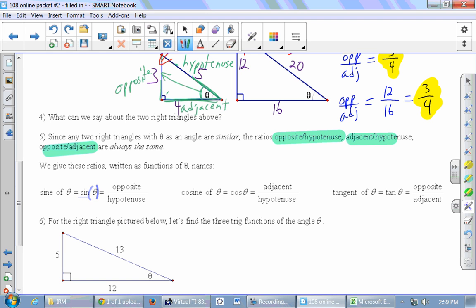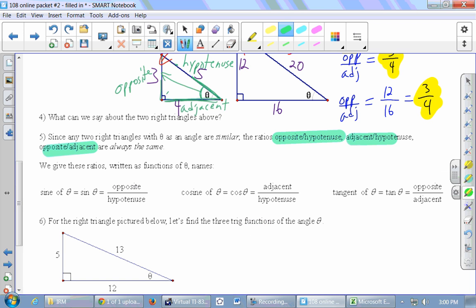So it's a function of theta, and it is whatever you get when you take the opposite and divide it by the hypotenuse. If instead you look at the adjacent divided by the hypotenuse, we call that the cosine of theta, and we abbreviate that COS. And then finally, the ratio that we did up here, which was opposite over adjacent, that is called the tangent of theta, which we abbreviate TAN of theta. Okay, those 3 functions right there are called the trigonometric functions, or the trig functions.